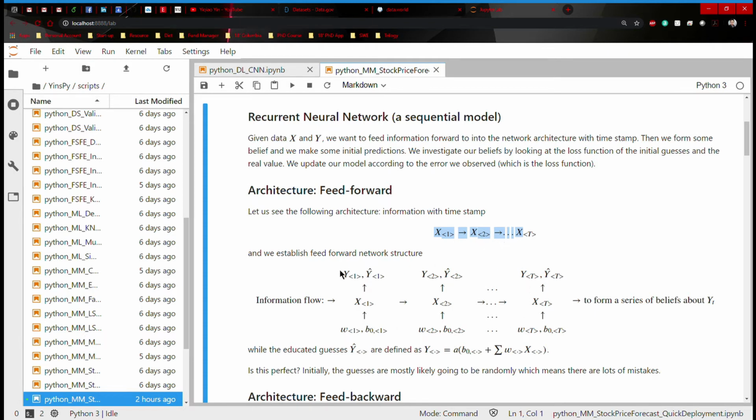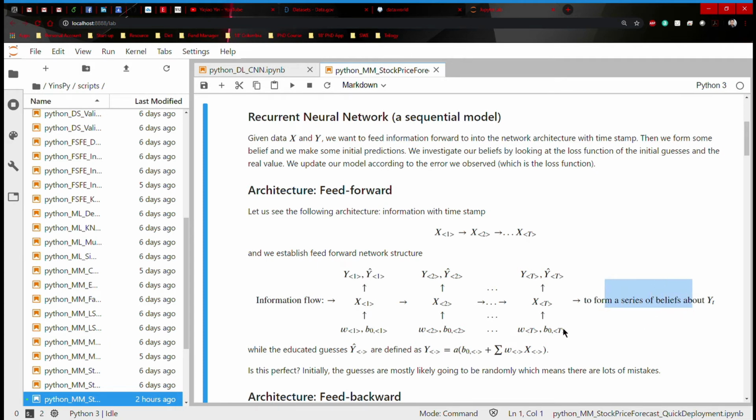And this is the architecture that we're using. Information flowing from the left-hand side. We now want to construct a feed-forward architecture. So we have our weight and our bias term, and along with x, we can form some sort of educated guess y. And all of these steps are done using the information at timestamp 1. And we move on to 2 and 3 and so on all the way to t. This way, information can transform from beginning all the way to the end, and along the way, we form a series of beliefs about y.